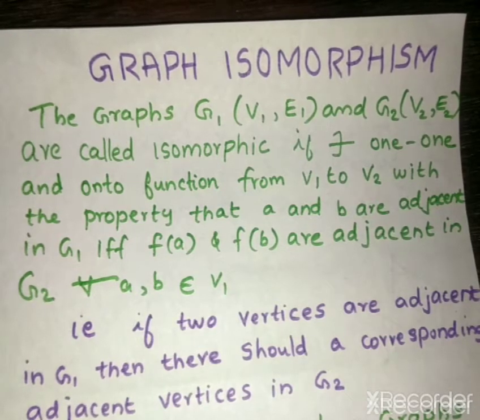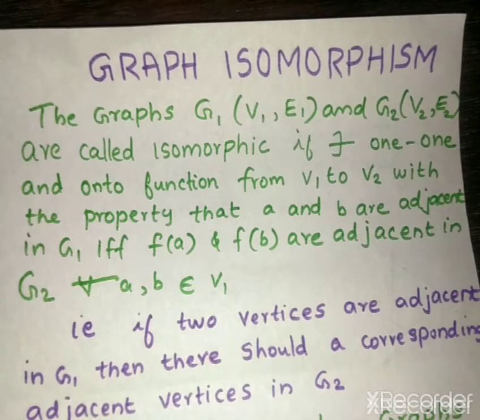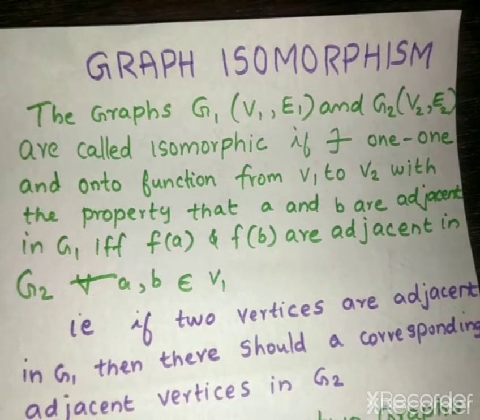A graph can exist in different forms, but some forms will have the same structure. Then those types of graphs will be called isomorphic graphs, and that type of phenomenon is called graph isomorphism. Okay, let us read the definition of isomorphism.